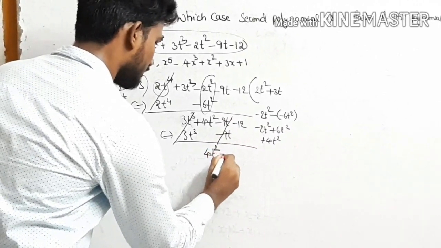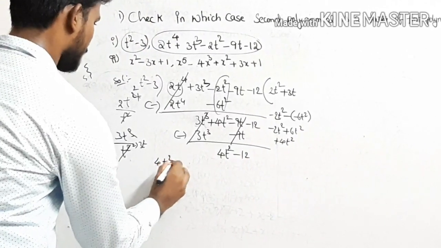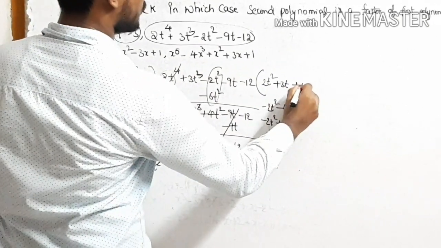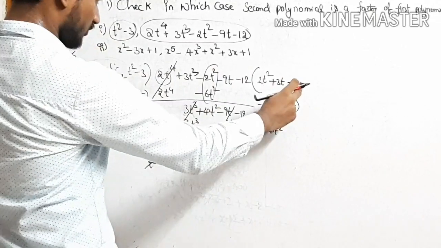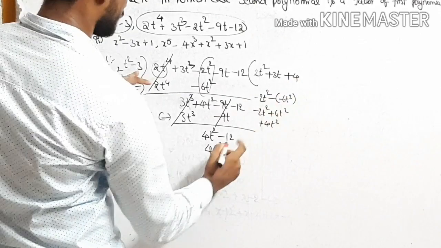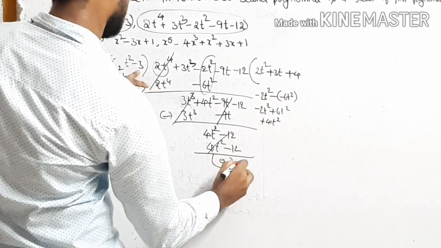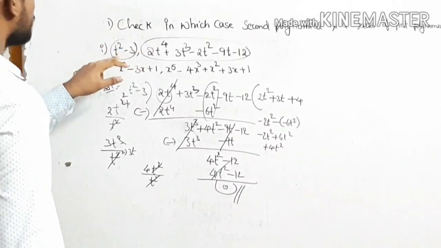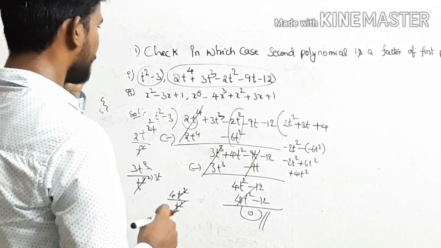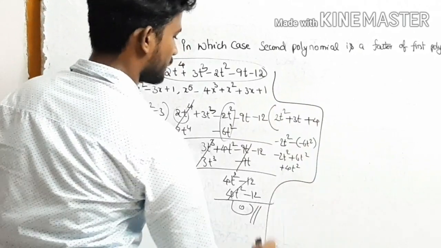4t square minus 12. This one, 4t square by t square cancels, that is plus 4. t square into 4 is 4t square, minus 3 into 4 is minus 12. These two are cancelled and the remainder becomes 0. So t square minus 3 is a factor of 2t power 4 plus 3t cube minus 2t square minus 9t minus 12. Then take another one.